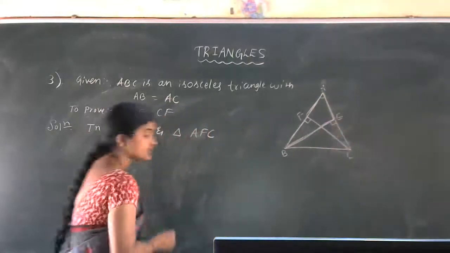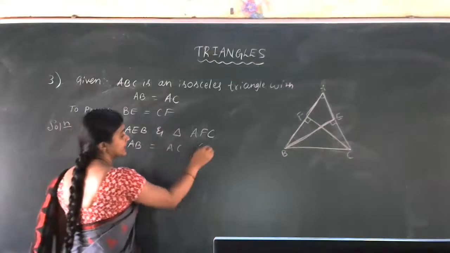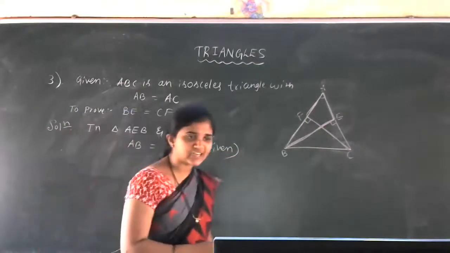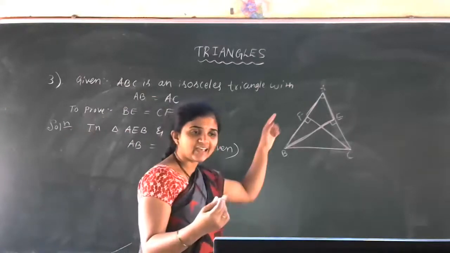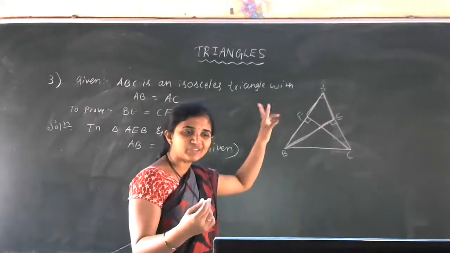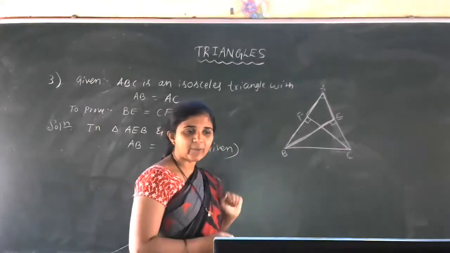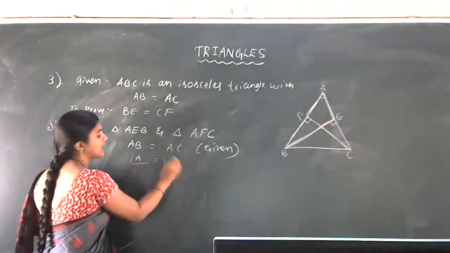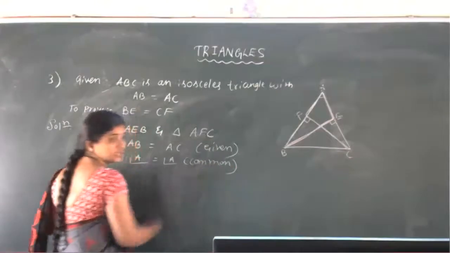Now what is the first data? AB is equal to AC, given. This is the first data. Now which is the second data? Angle A is common for both the triangles, right? This concept we discussed in the example problems. So angle A is equal to angle A, common. Angle A is common for both the triangles.